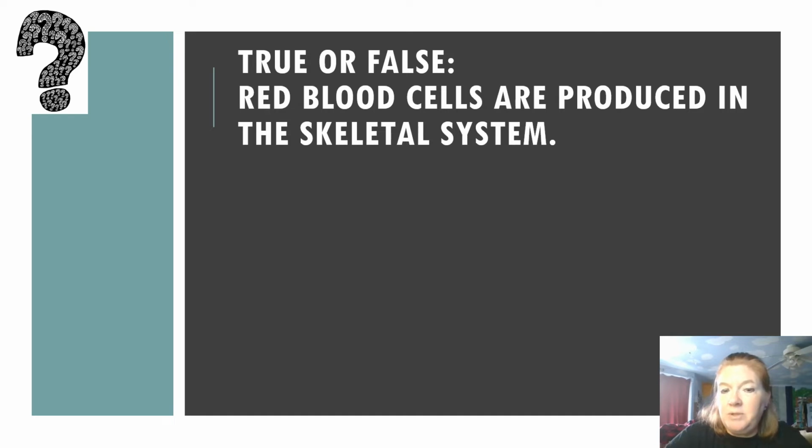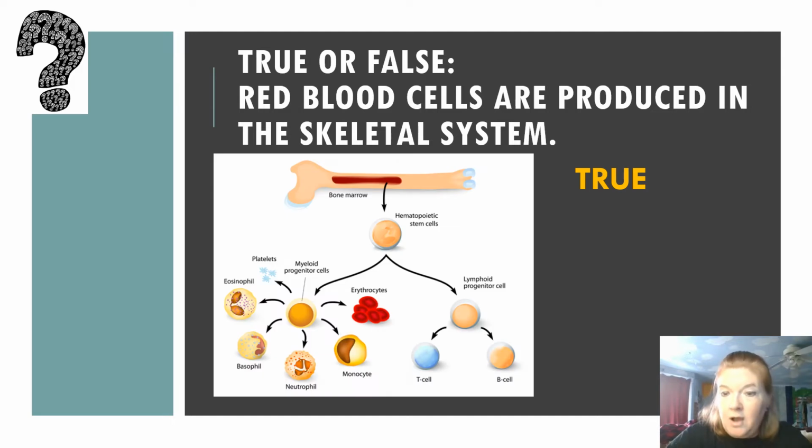Red blood cells are produced in the skeletal system. Is that true or false? It's true. Hematopoiesis occurs in red marrow. It is part of the skeletal system.